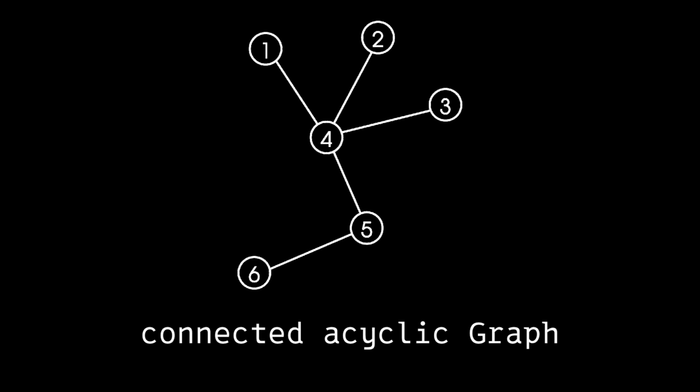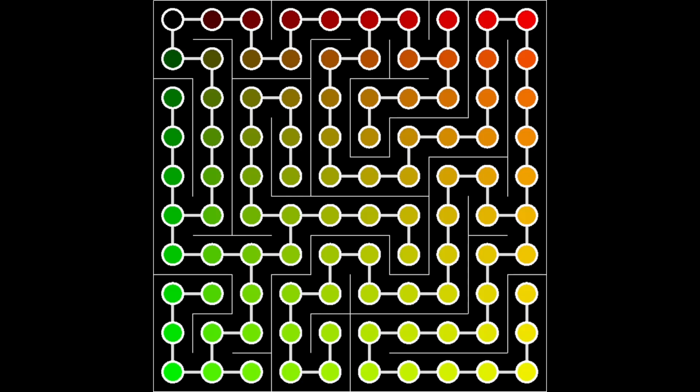A perfect maze is one where all cells are connected without any loops or isolated sections. In graph theory terms, it's called a connected acyclic graph. I also created a graph visualizer that makes it easier to see the tree-like structure underlying the maze.